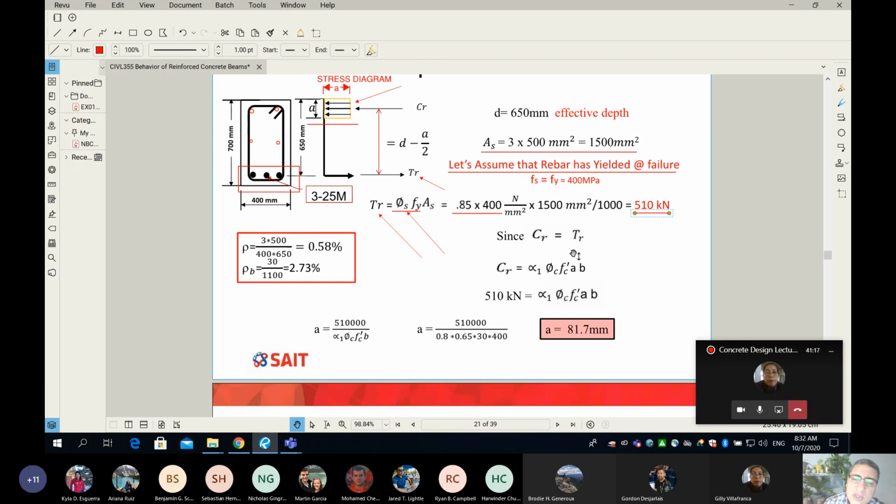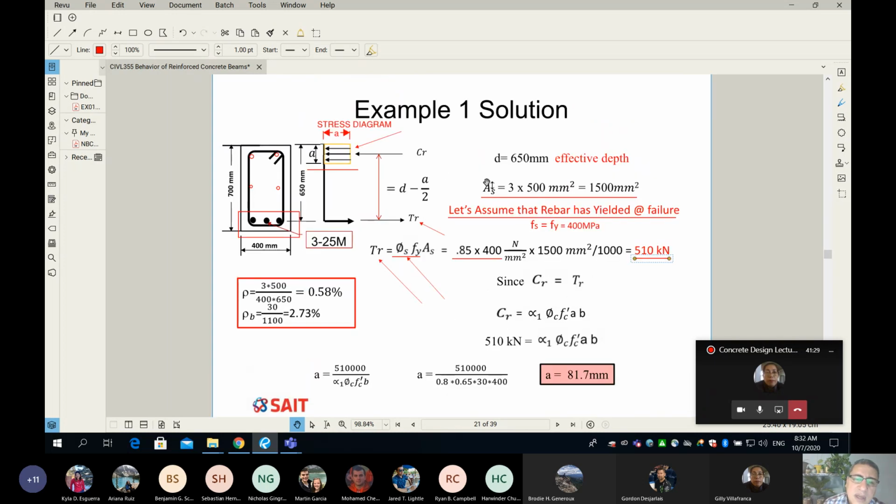Now, if you're saying that CR is equal to TR, and we know my TR is equal to 510 kilonewton, it means I know how much is my CR. And now let's see, we already replaced the TR by area multiplied by stress.